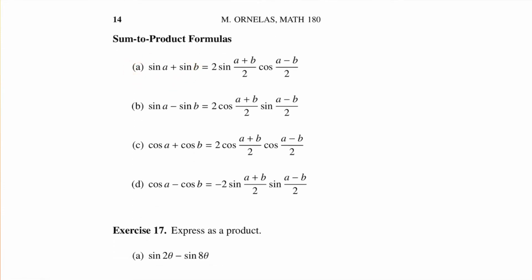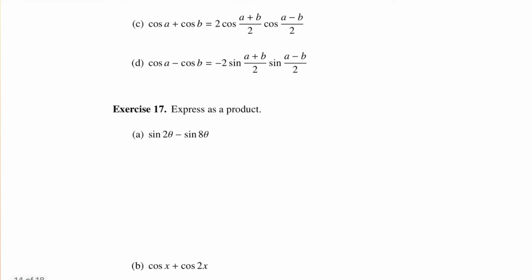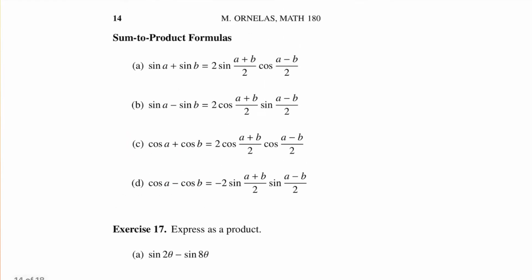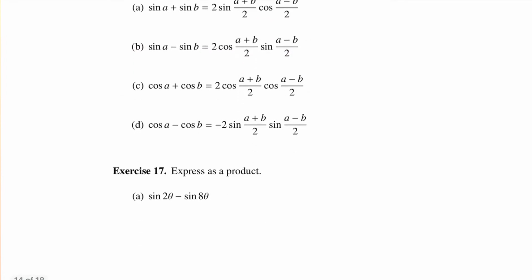All right, now we have sum to product. This time we're going from the sum to a product. So here we go. They want us to express this as a product. So we have to figure out which one is sine minus sine. That would be B. So A is 2 theta, and B is 8 theta. So this will become 2 cosine, using this formula over here, A plus B, which is 10 theta, if you add A plus B, over 2.